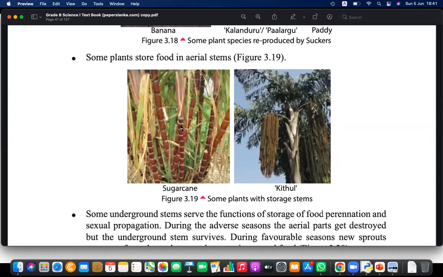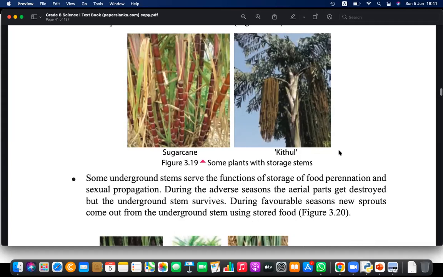And some stems are edible. Some stems are edible. Why can you consume those stems? Because there is food stored in the stem. Sugarcane is a very good example. It stores food in the stem, and this is soft, right? That is soft, you can eat. And kitul is another example which is also storing things in the stem.